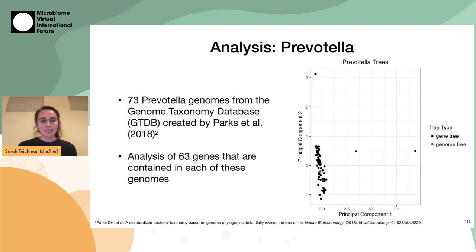So an example of this is an analysis here that I have of 73 Prevotella genomes from the GTDB, and we are analyzing 63 genes that are each contained in all genomes. So here, this plot is similar to the toy example I showed earlier, where each point in my plot represents a tree. The ones in black are gene trees, and the red one is my genome level summary tree. And their position on this plot is determined by information coming from the phylogeny.